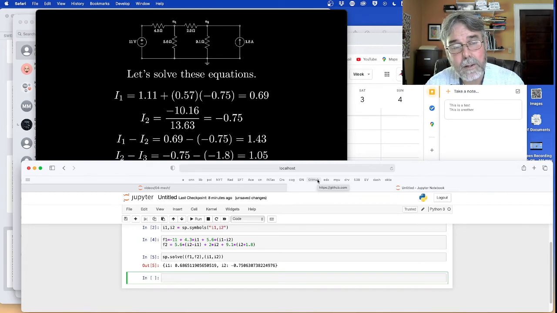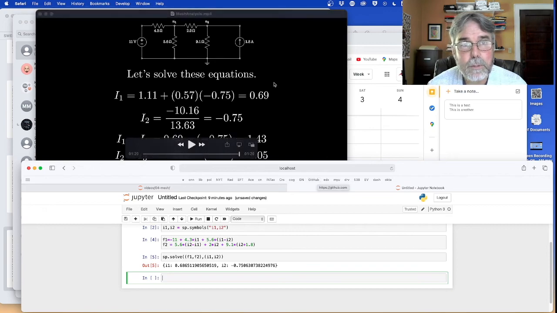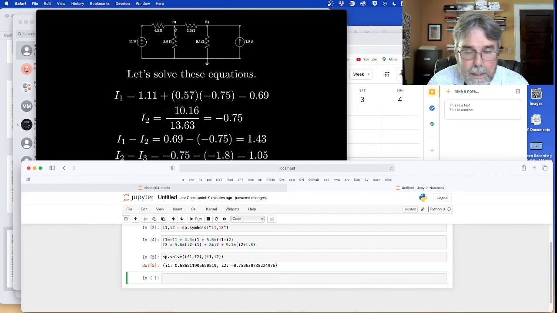In mesh analysis, you're writing down Kirchhoff's voltage law for each mesh, and then you're enforcing Kirchhoff's current law. Notice by calling the current in this branch I1 and the current in this branch I2, and then labeling this current as I1 minus I2, we automatically satisfy Kirchhoff's current law at node 1. So you're not having to write down Kirchhoff's current law explicitly as a separate equation, because the way you formulated the mesh analysis itself is automatically satisfying that.